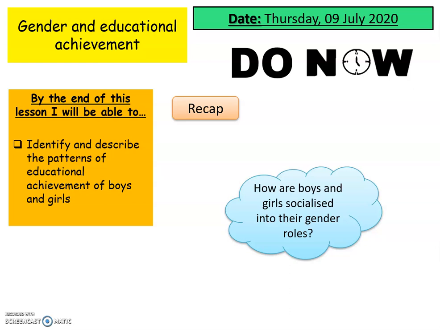So as a recap, based on our prior learning from the family topic and our introduction topic, how are boys and girls socialised into their gender roles differently? How are they treated differently when they're being socialised? Have a little think about that for your starter. Again, as with all the previous lessons, feel free to work through at your own pace.